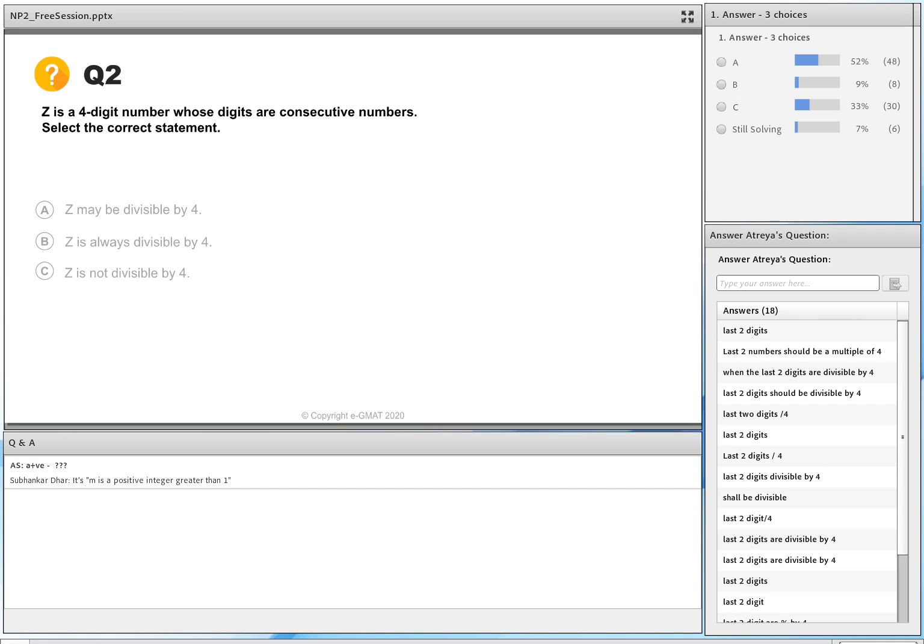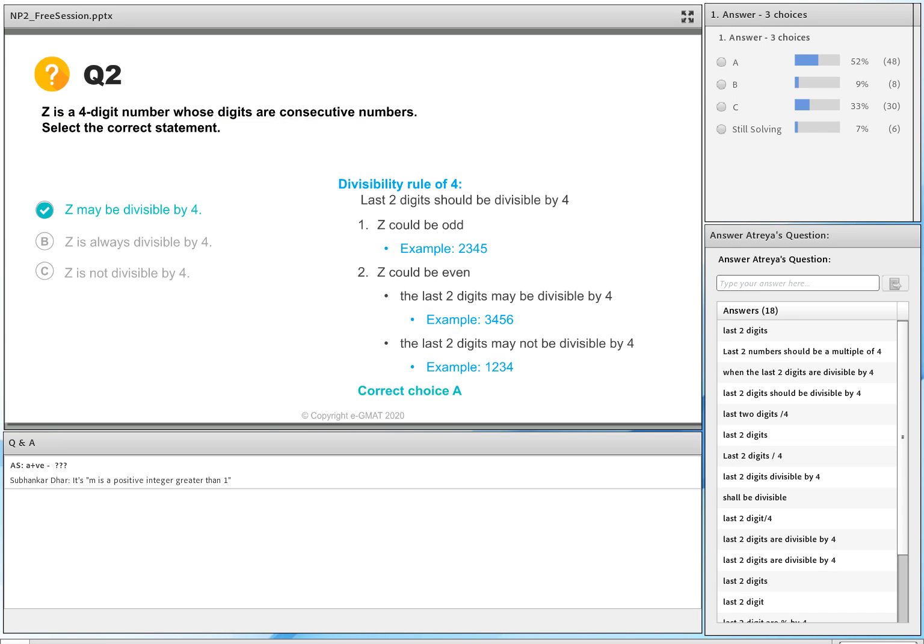The question tells me that Z is a 4-digit number whose digits are consecutive integers. Now, there can be a lot of possible scenarios. Z could be an odd number or Z could be an even number. For an odd number, for example, 2, 3, 4, 5, it's definitely not divisible by 4, right? And for an even number, there might be two possible cases. One possibility is the last two digits may be divisible by 4, for example, 3, 4, 5, 6. The other possibility is that the last two digits are not divisible by 4, for example, 1, 2, 3, 4. In the second category, we can say that Z is not divisible by 4.